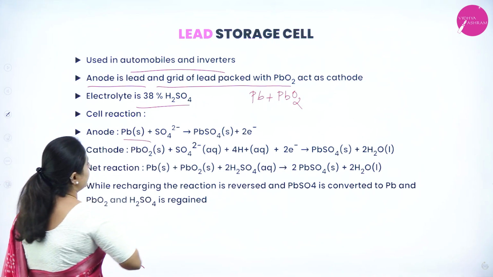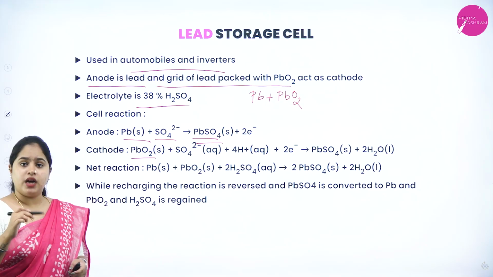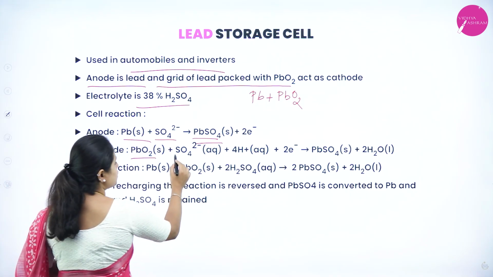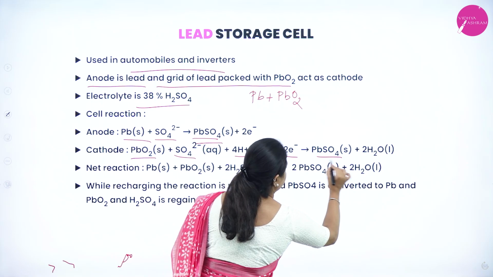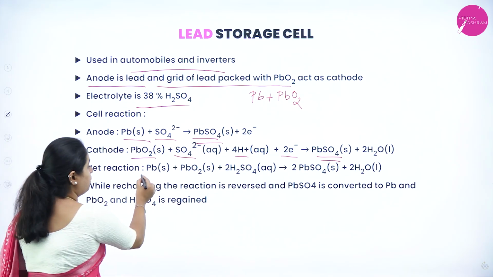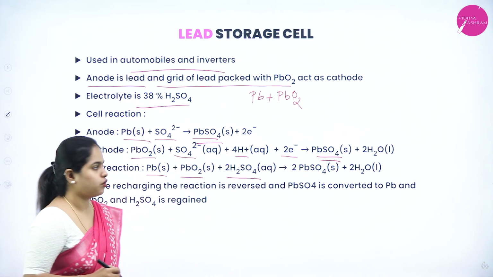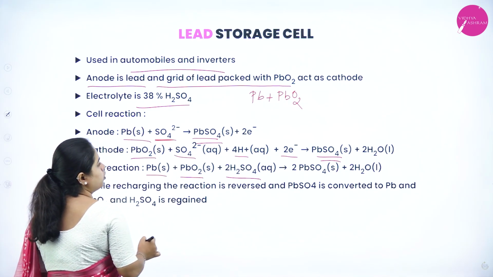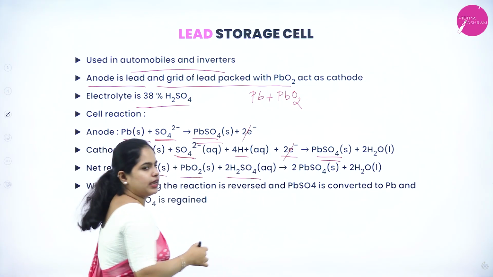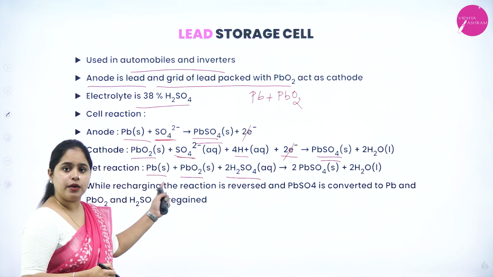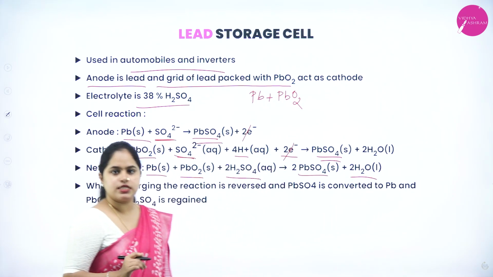At the anode, lead reacts with SO4 2- and forms lead sulfate, PbSO4, losing 2 electrons. At the cathode, lead oxide reacts with SO4 2-, accepts 4H+ and 2 electrons, and forms lead sulfate and water. The net cell reaction will be Pb plus PbO2 plus H2SO4. Where did this H2SO4 come from? From the 4H+ and SO4 2- here, which together make 2H2SO4, and the electrons get cancelled. So the net reaction is lead plus lead oxide plus H2SO4 giving lead sulfate and water.